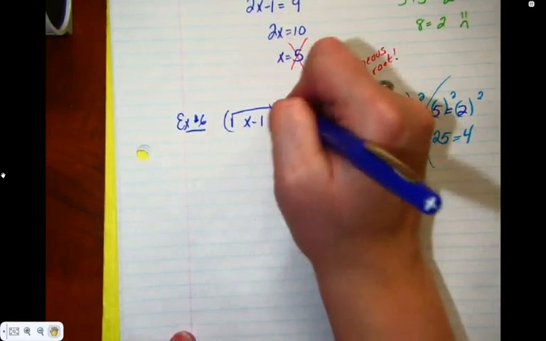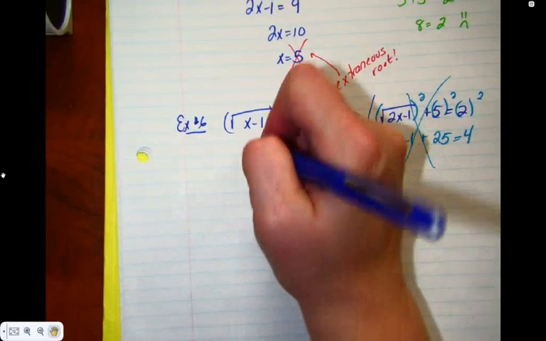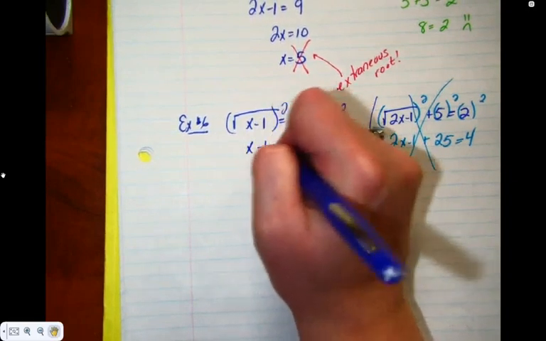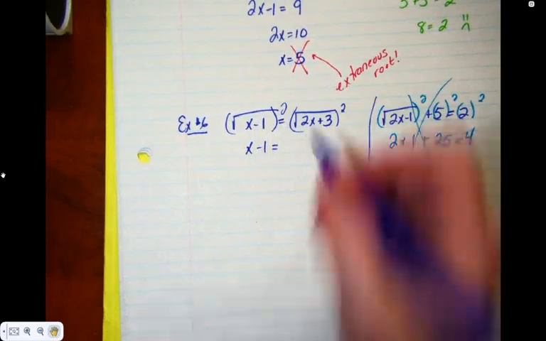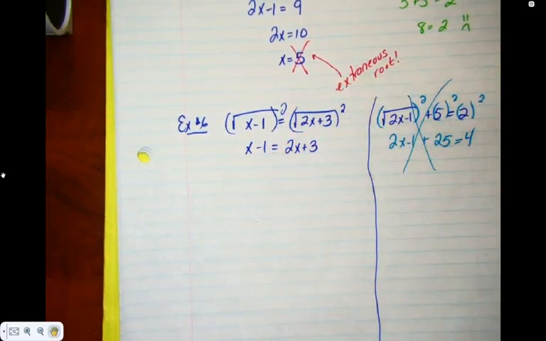Square both sides. Brackets, 1 on each side. What happens on the left? X minus 1. What happens on the right? 2x plus 3. Now what? Now I got x's all over the place.